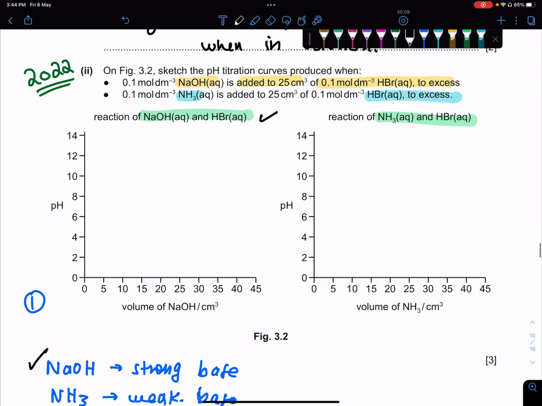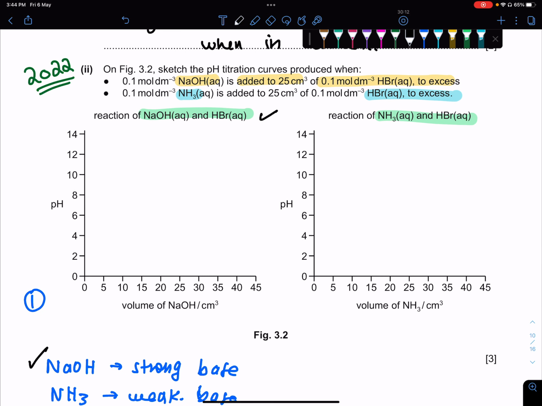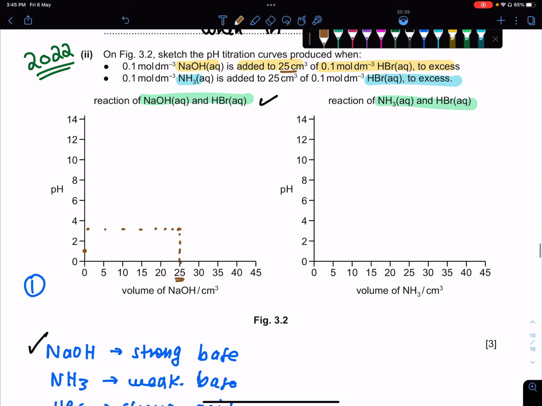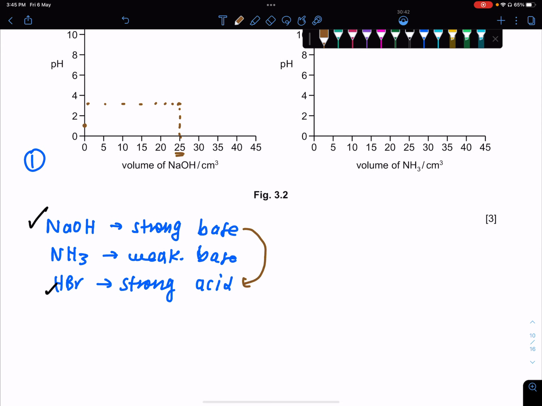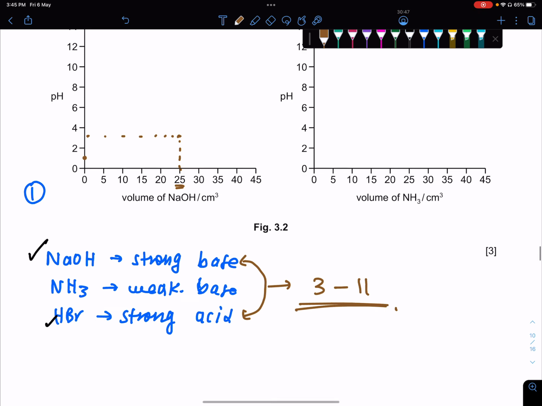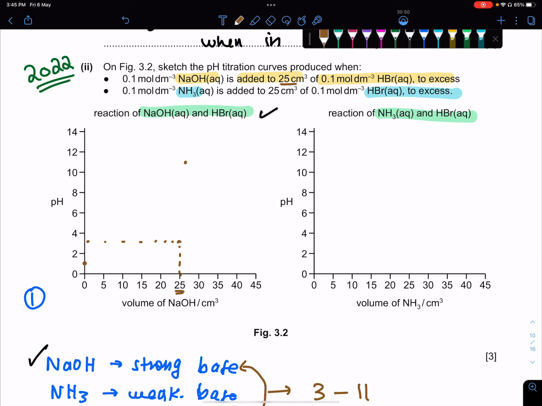So look, we are adding NaOH to HBr. The initial starting pH of that strong acid HBr is somewhere here, maybe 1. The equivalence point, the vertical section of this pH titration curve, will occur at 25 cm³, maybe somewhere like here. We have to remember these values: the vertical section for a strong base and strong acid is from pH 3 to pH 11. The vertical section of the graph, then here is 11, and then the graph will just be like that.